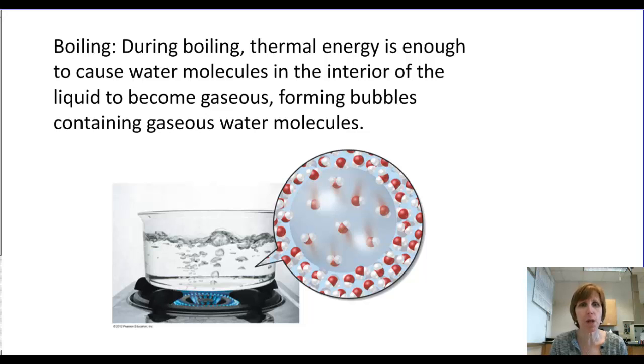Boiling is when you've managed to get enough thermal energy to cause the water molecules inside this liquid to change into a gas. And this is why when you have a pot of water on your stove, you're making some pasta, it starts to boil, you start to see those little bubbles coming up from the bottom. These are the water molecules that have actually attained enough energy to change into gas.